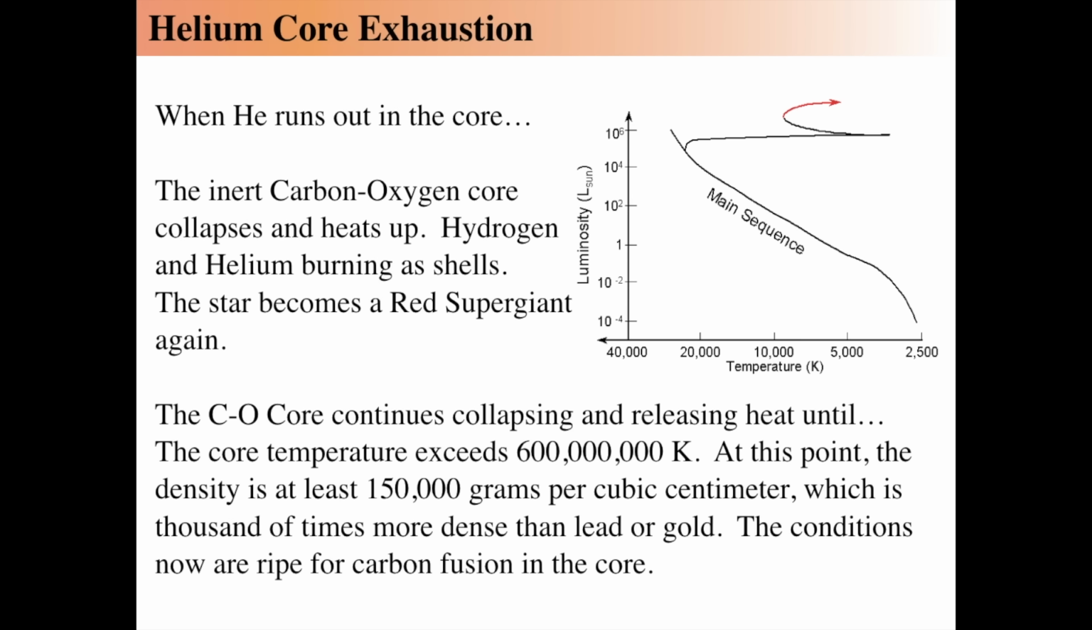It's up to about 150,000 grams per cubic centimeter, which is 1,000 times more dense than lead or gold. So a cubic centimeter of gold might weigh about 19 grams, but this star, which is a gas, will weigh 150 kilograms per cubic centimeter, and it's still a gas. It's just really bizarre. It's not a solid, even though it's 1,000 times more dense than lead and gold. Finally, we can get to the point where carbon fusion can occur.